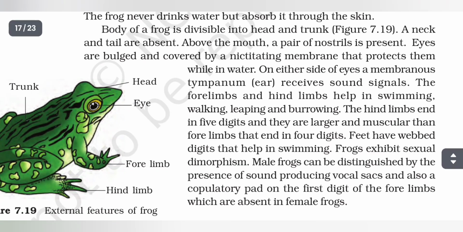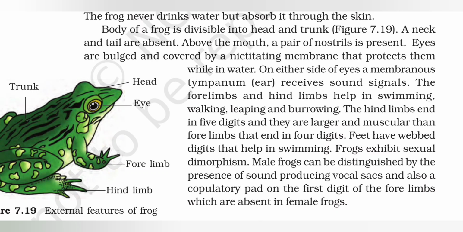The body of a frog is divisible into head and trunk. A neck and tail are absent. Above the mouth, a pair of nostrils is present. Eyes are bulged and covered by a nictitating membrane that protects them while in water. On either side of the eyes, a membranous tympanum or ear receives sound signals.